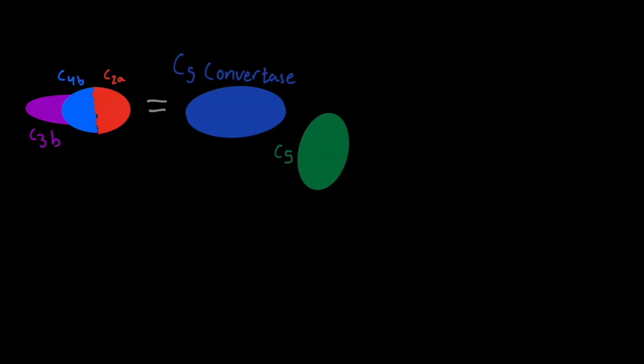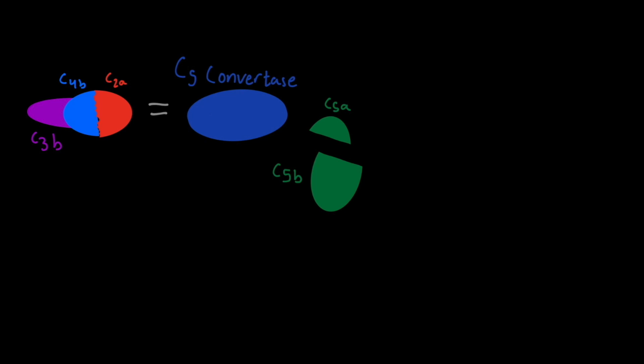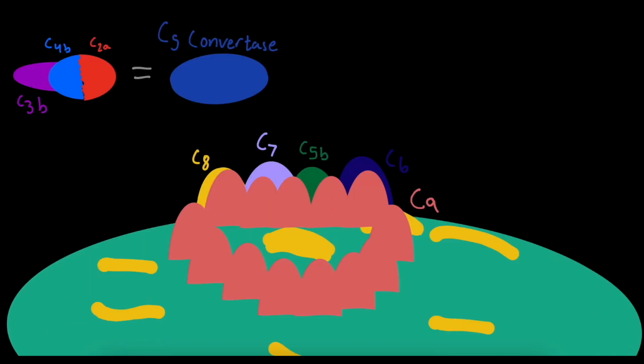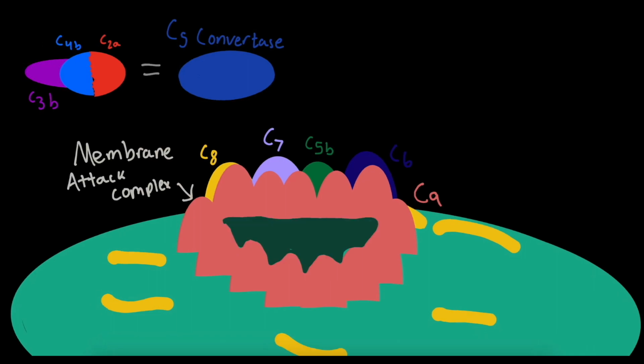This convertase will split C5 into C5a and C5b, in which C5b will bind to C6, C7, C8, and C9 to create the C5b-6-7-8-9 complex. This complex is known as a membrane attack complex, or just MAC for short.